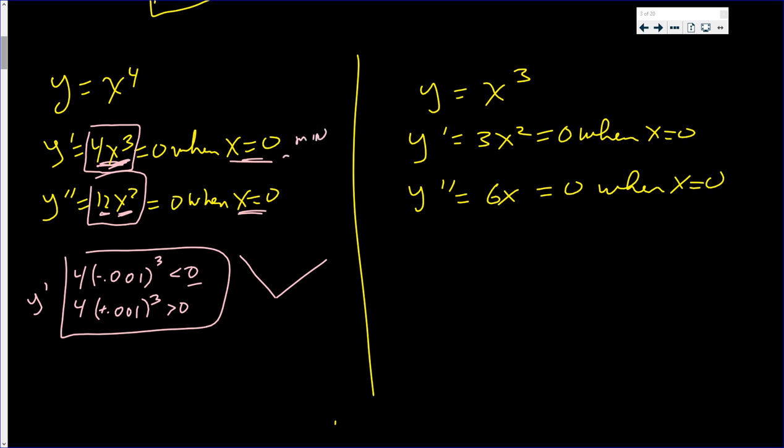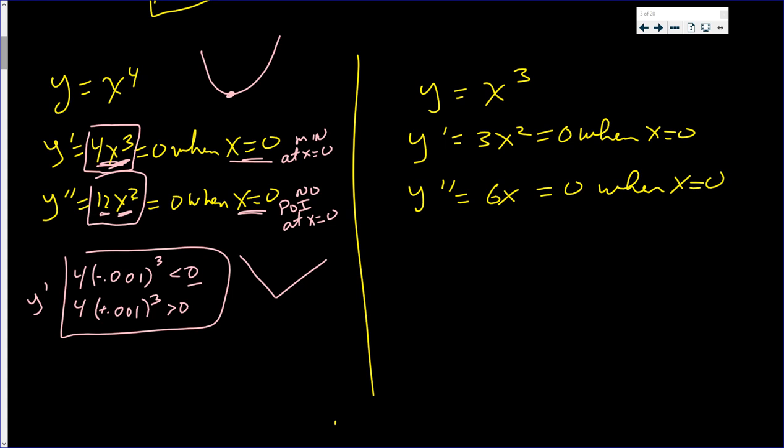You have a min at x equals 0. Okay, because the graph goes like this, and there's your min. You have no point of inflection at x equals 0 because the second derivative did not change signs.